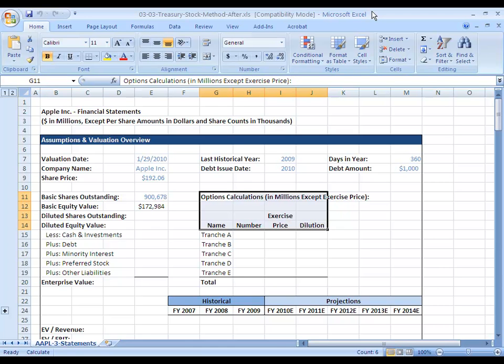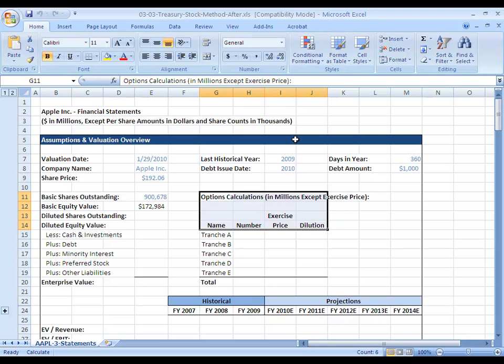So now we're going to go a step beyond that. We're going to go into an example of how you would actually make this calculation in the context of this case study that we're doing for Apple. And I'm going to show you how to get the information from Apple's annual filing, how to input it, and then finally how to set up the formula and make the calculation to determine what the dilution from options is in this case.